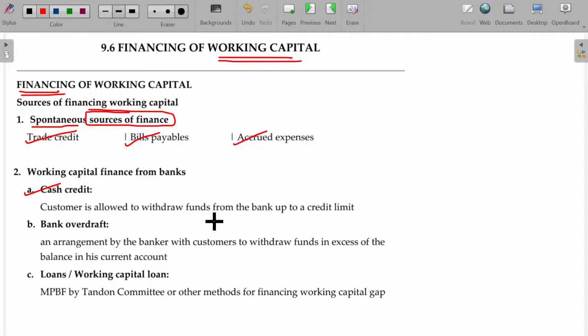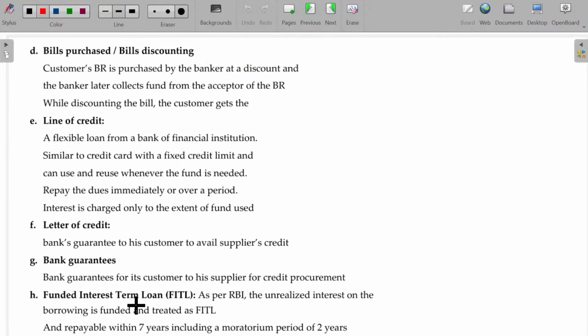Customers are allowed to withdraw funds from the bank up to a credit limit, like an overdraft, and similarly we have overdraft facilities. And you can also get a working capital loan. The working capital requirement will be satisfied by the working capital loan from the banker. To the maximum extent, the loan recommended by the Tandon committee is usually offered, the maximum permissible bank finance. In this case, we will see an illustration related to the Tandon committee also.